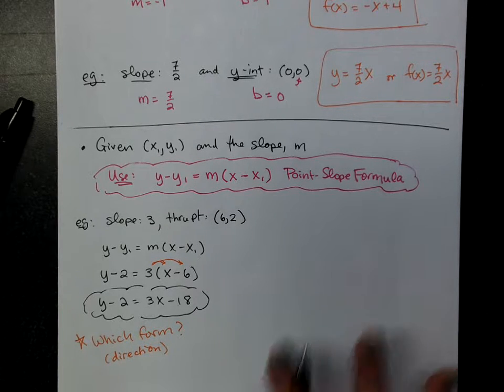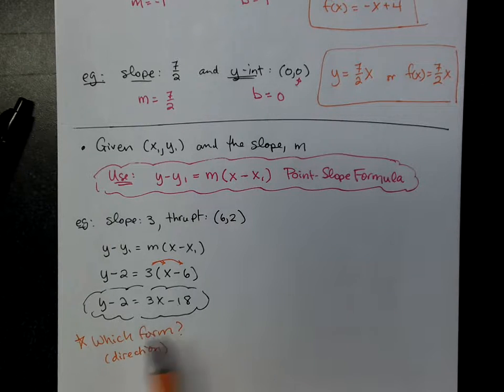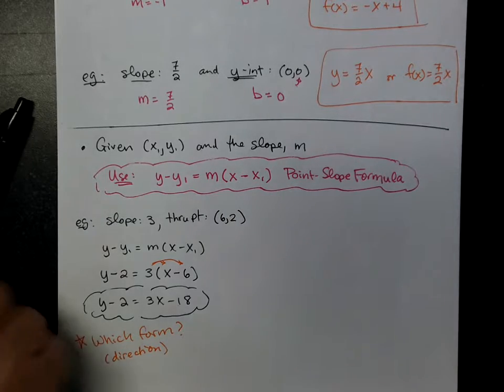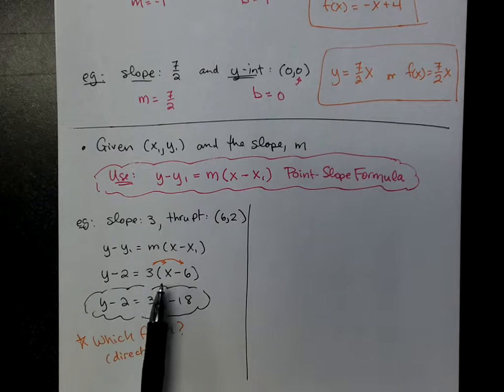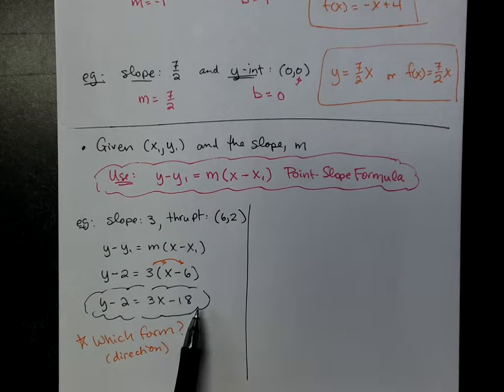Okay? Now for the first couple of these, I'm going to show that, and then after that, I'm just going to get to this point, but you're always going to have to clean it up into one of the forms. Okay? So what that looks like is this. I've plugged it into point slope formula, cleaned it up, killed a fraction if the slope was a fraction, and then distributed.